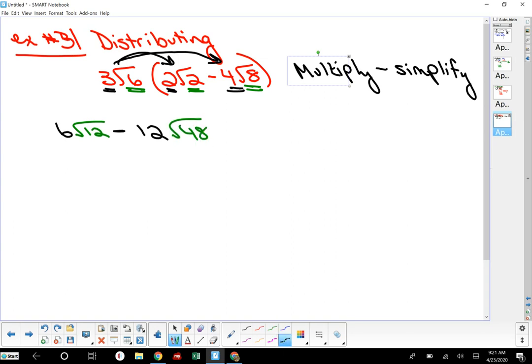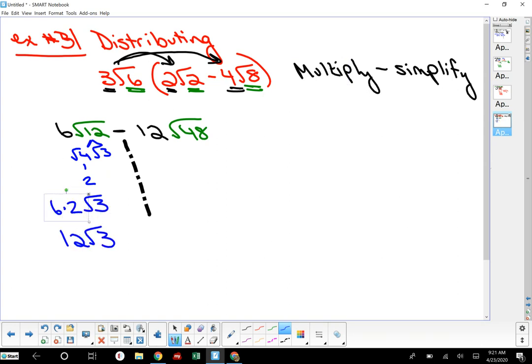And now we have an addition and subtraction problem like last week. So here we have to draw that little line in between and simplify these separately. So rad 4, rad 3, the 4 becomes a 2. 6 times 2 radical 3 is 12 radical 3. Bring down the minus sign.